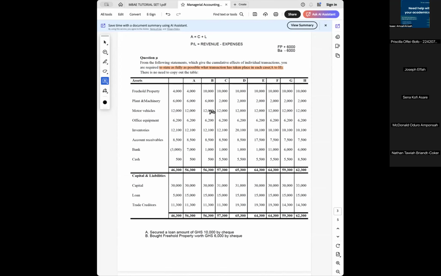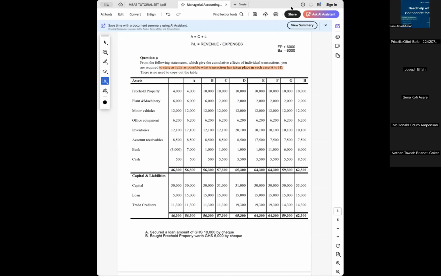Perfect. Motor vehicle stays at 12,000. Office equipment stays at 6,200. Inventory stays at 12,100. Accounts receivable stays at 8,500. Bank stays at 1,000. Cash has changed from 500 to 5,500. So what is the amount of change here? An increment of 5,000.